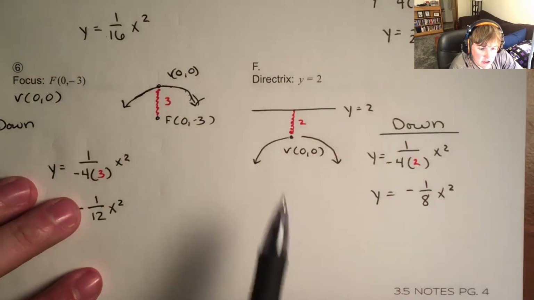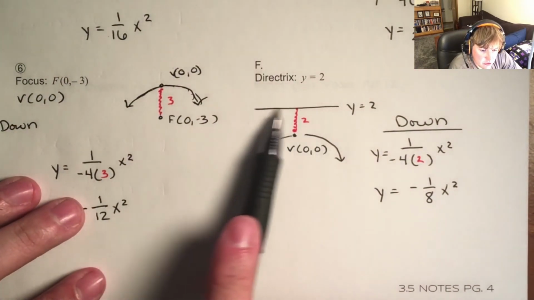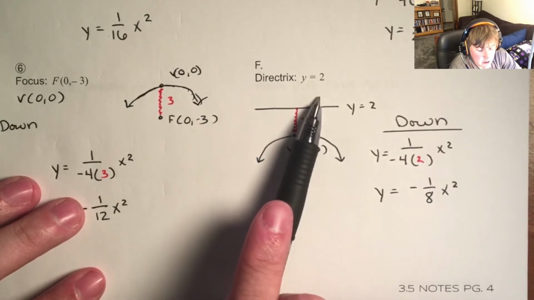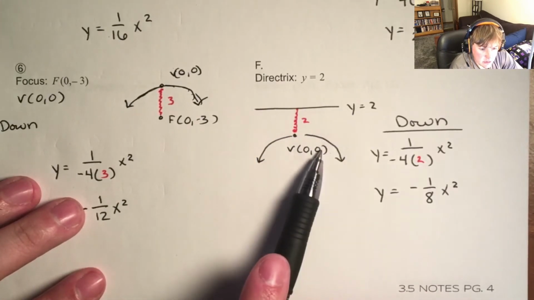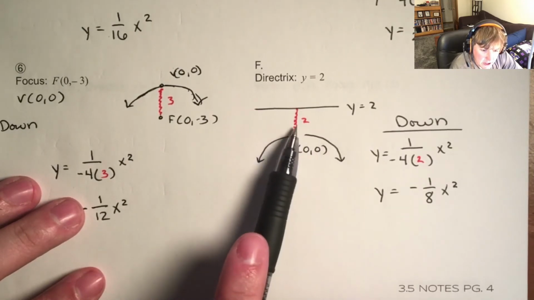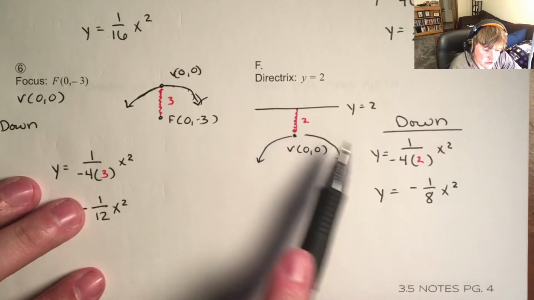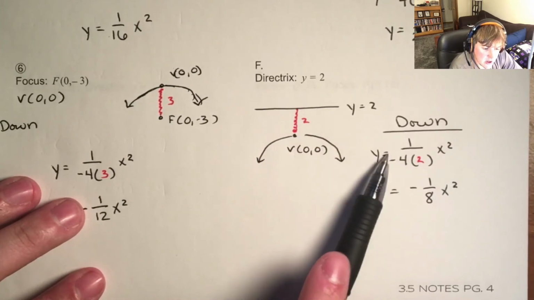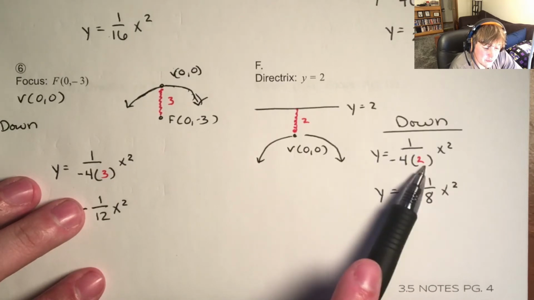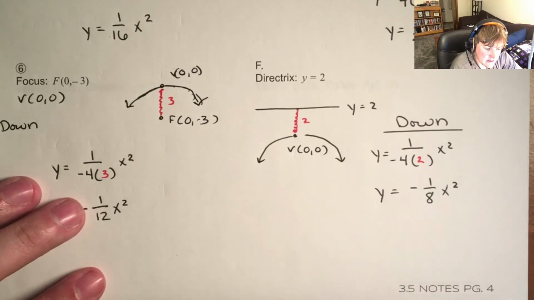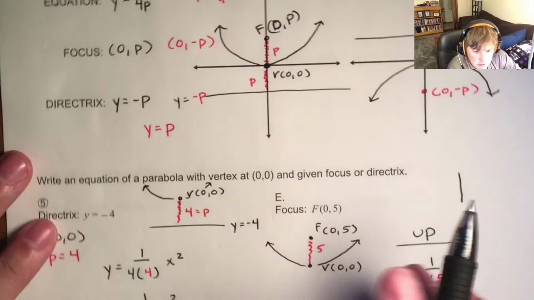Okay, here, similar to the directrix, so I have the line this time, and the directrix is above the line because 2 is greater than 0, and so that means that it's going to open downward. Okay, I know that the distance between this point and this line here is going to be 2. Okay, so y is equal to 1 over -4 times 2 x squared, and that will be -1/8 x squared.